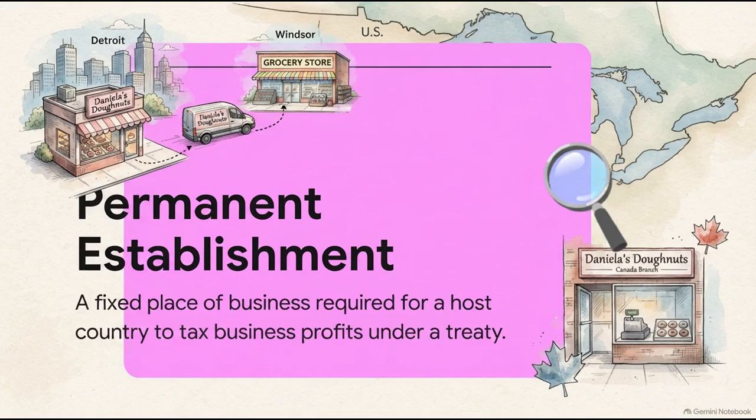What this means for Daniela is that if she just bakes donuts in Detroit and ships them in a van to grocery stores in Windsor, Canada generally won't tax her business profits. But the very moment she opens a physical storefront in Windsor, she establishes a permanent establishment, which gives Canada the right to tax that branch's income.